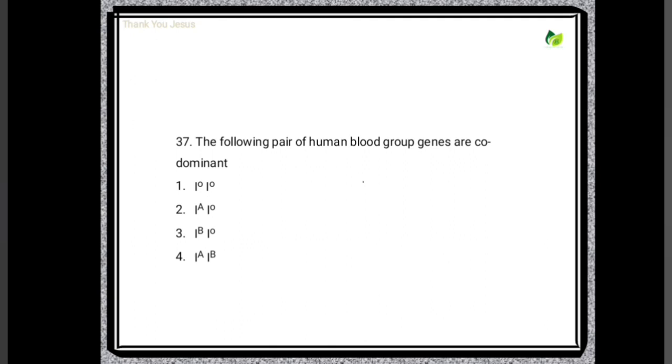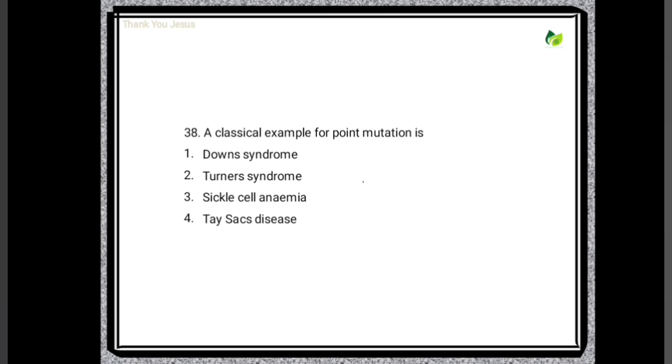The following pair of human blood group genes are codominant. I0 I0, IA I0, IB I0, IA IB. So the correct option is IA IB are the codominant genes. A classical example for point mutation is, options are Down syndrome, Turner syndrome, sickle cell anemia, Tay-Sachs disease. Correct answer is sickle cell anemia.